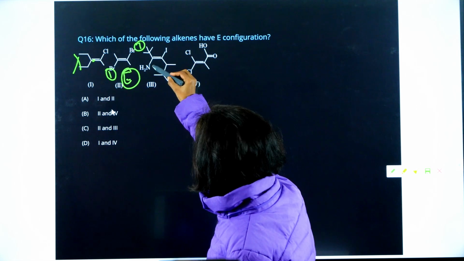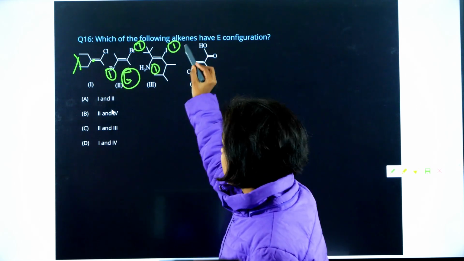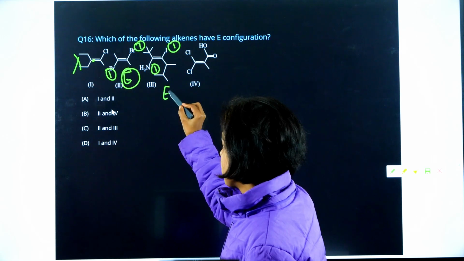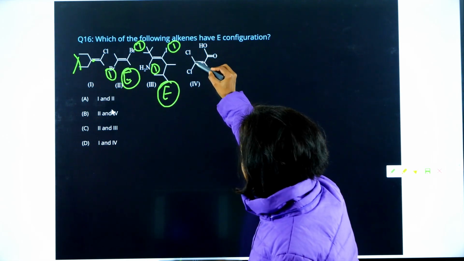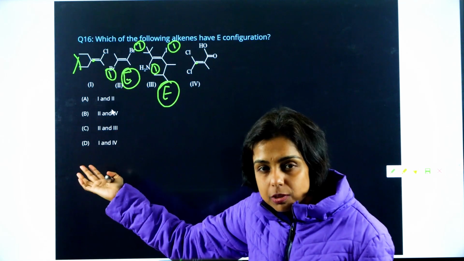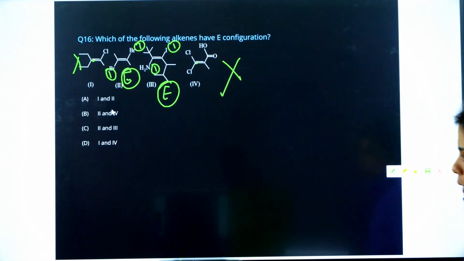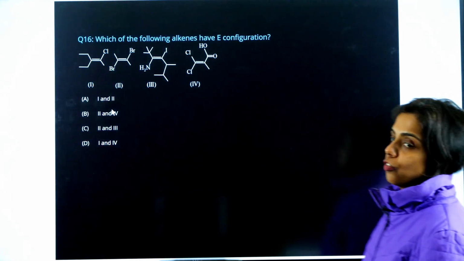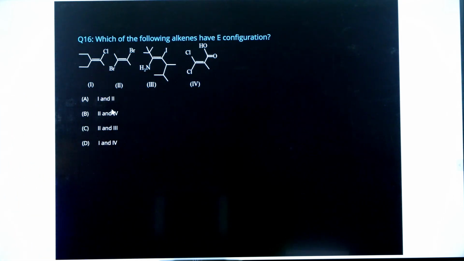Now there's this double bond. The first priority is to iodine, so again the higher priority groups are diagonally opposite. It is also E. Now let's check here. On this double bond, we have two chlorines, the same atom on the same carbon, so no geometrical isomerism. So the answer is the second and third, both have E configuration. The first and fourth cannot show geometrical isomerism, so they don't satisfy the condition. So C is the answer.